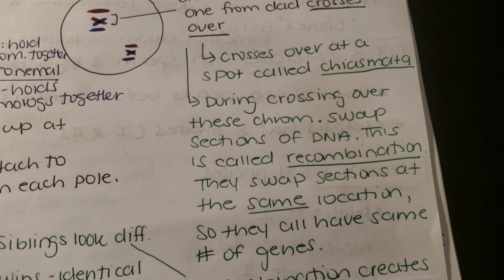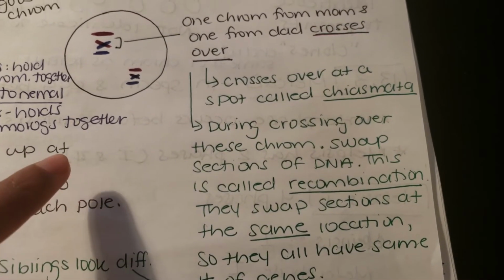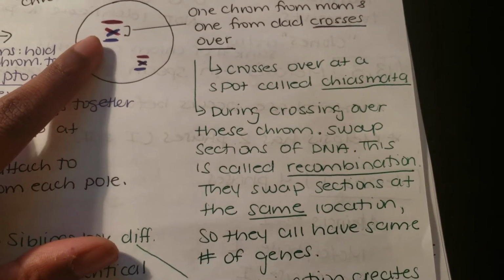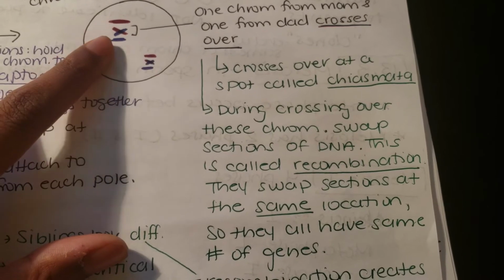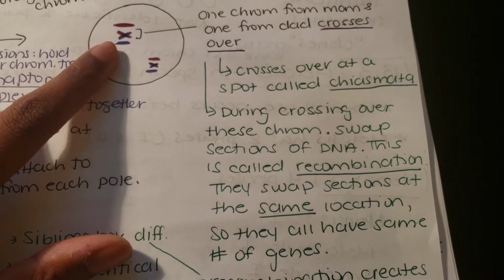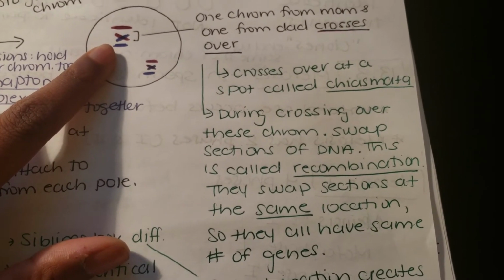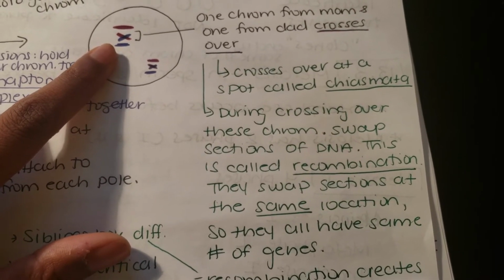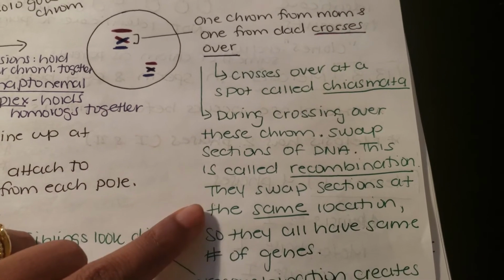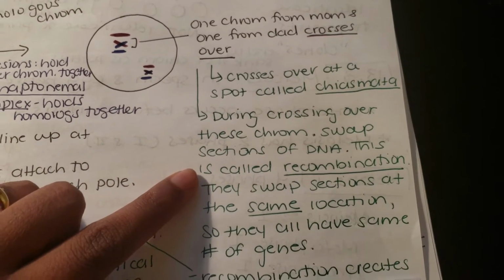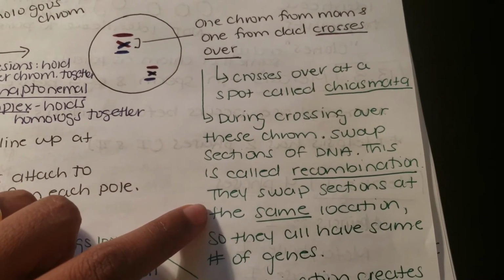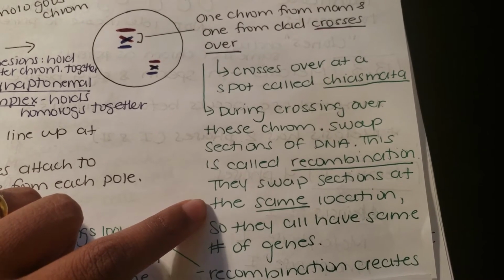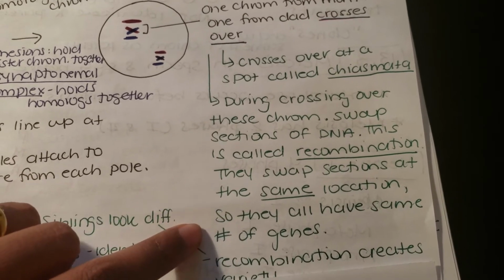Now, as they swap sections, they're going to do it at the same location, all right? This is important so that they're both going to have the same number of genes. If they don't do it at the same location, what if the mom chromosome ends up with 1 or 2 extra pairs of genes than she originally had, or vice versa with the dad? That would not be a good thing. So when they do recombination or crossing over, they're going to do it at the same location, making sure that they're switching at the same genes. So they're all going to have the same number of genes.